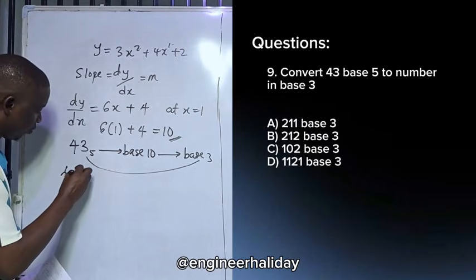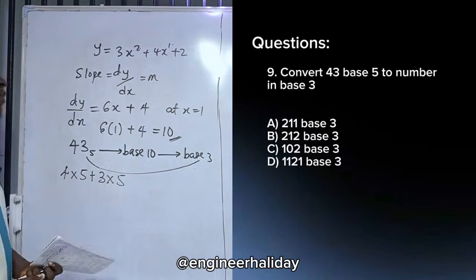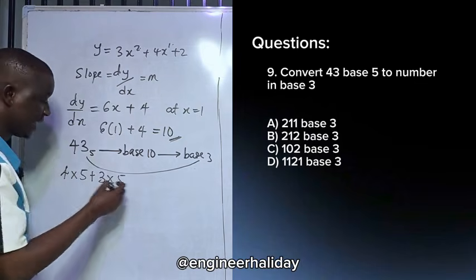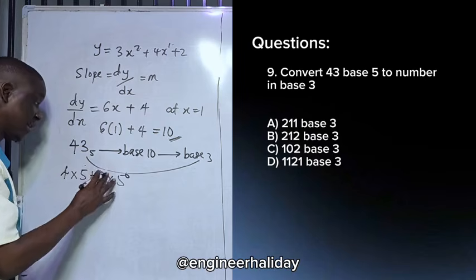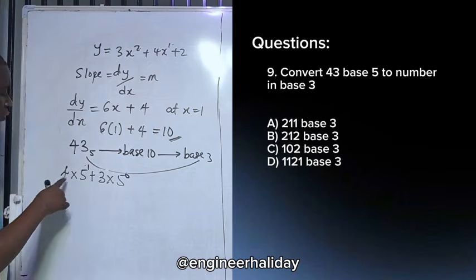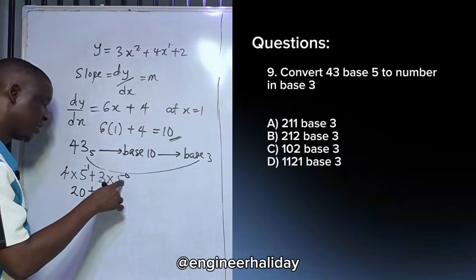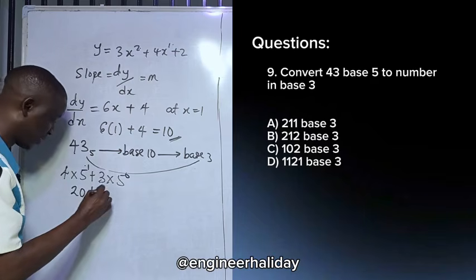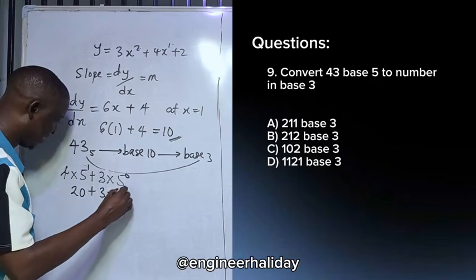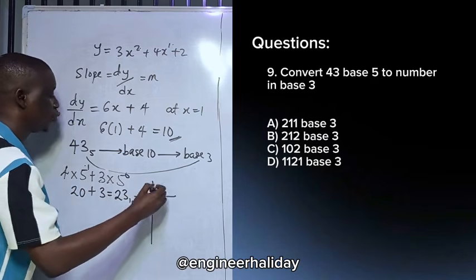So what I want to do now is 4 times 5 plus 3 times 5 to the power 0. We convert to base 10. You multiply by the base. So what I would have now is 20 plus this is 1. Anything raised to the power 0 is 1. 5 raised to 0 is 1, times 3 is 3. That will give us 23 in base 10. Then from base 10, we now convert to base 3.